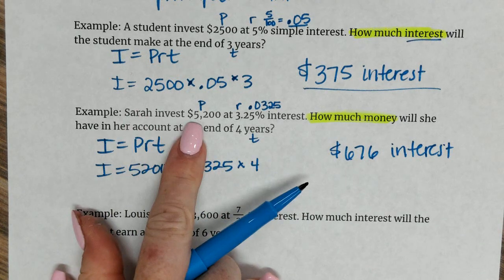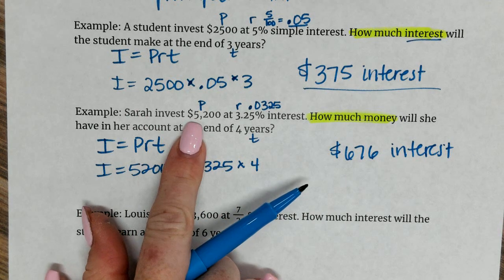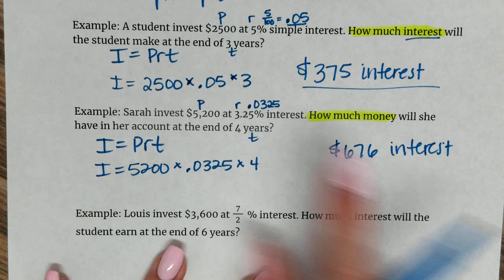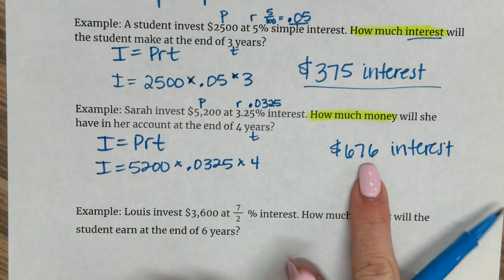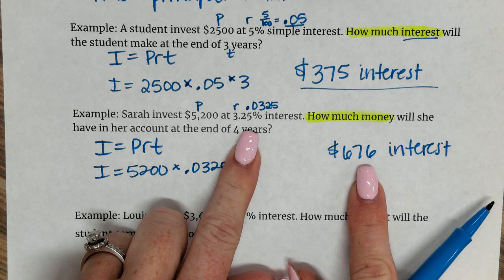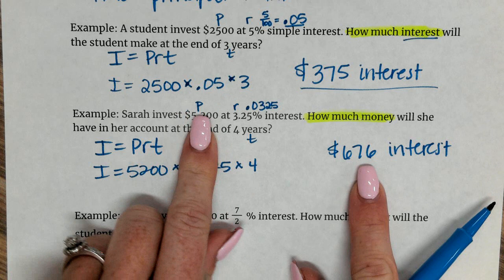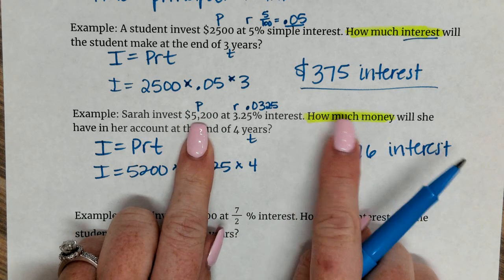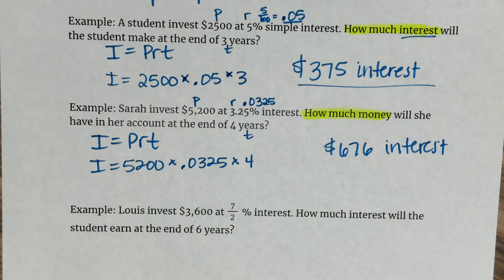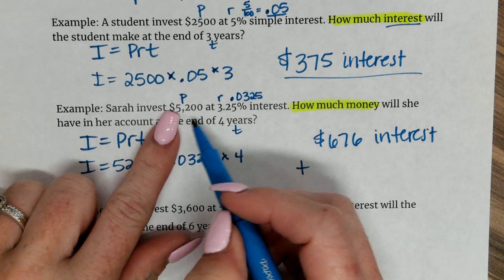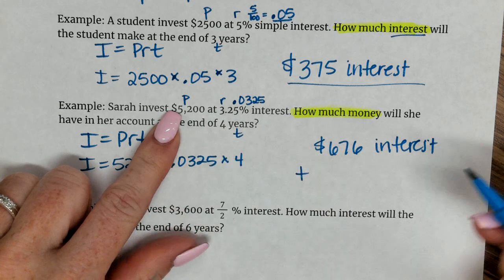Now think logically. If Sarah has $5,200 in her account to start with, and she's making interest, she's not going to have $676 in her account in 4 years. Somebody would have robbed her, right? She better have more than that. So if I want to know how much money she has in her account, I'm going to take this interest and add it to the principal that she started with.